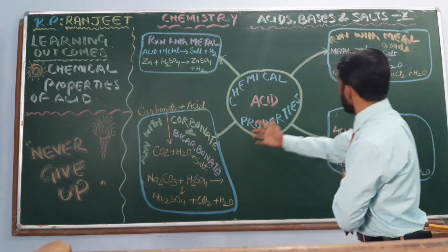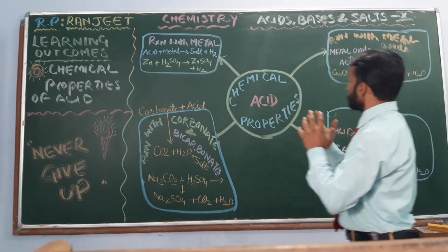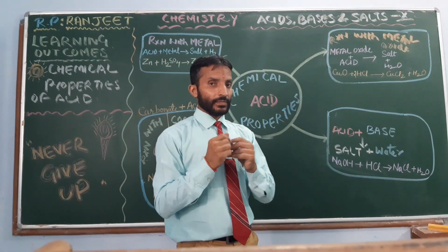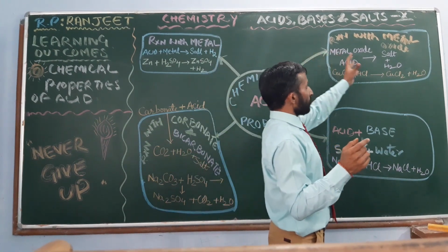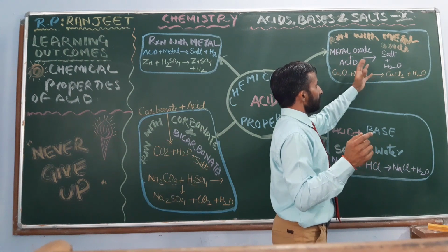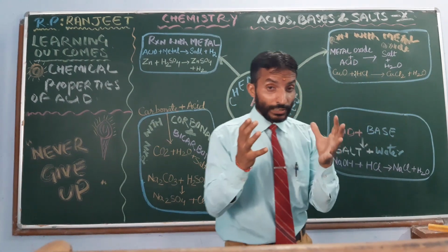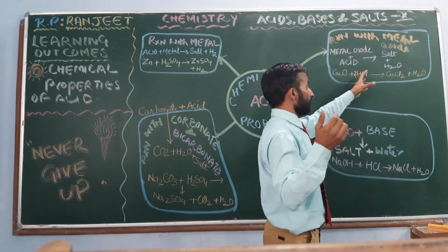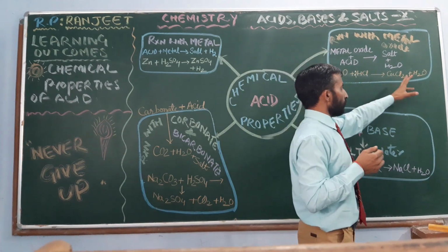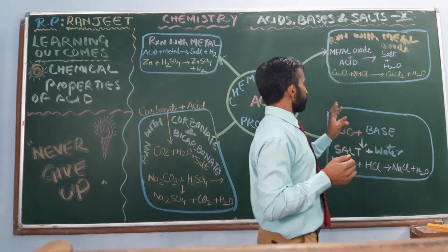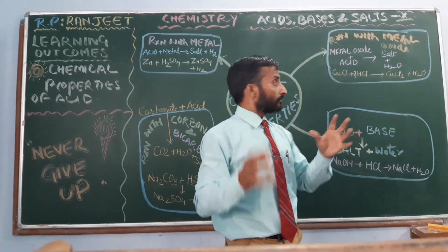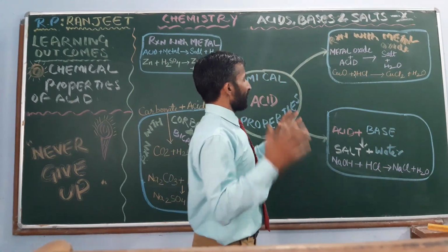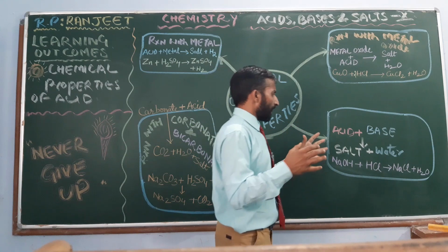Yes. Third is the reaction with metal oxide. We know metal oxides are basic in nature. So when a metal oxide reacts with acid, there is formation of salt and water. An example is copper oxide plus HCl giving copper chloride and water. It gives us a blue-green colored salt, copper chloride.